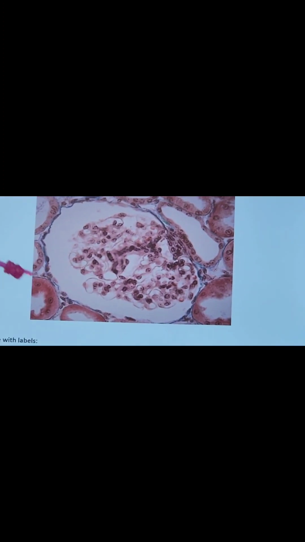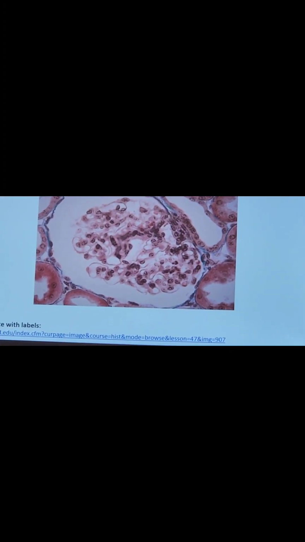All right. So Bowman's capsule doesn't always have to be white. It could be thick, any color, but right next to it, between it and the glomerulus, is the capsular space. That's a capsular space, yes. Excellent, you got it.